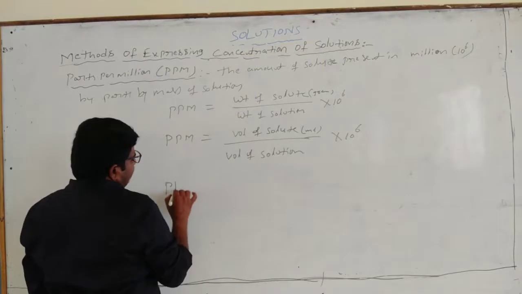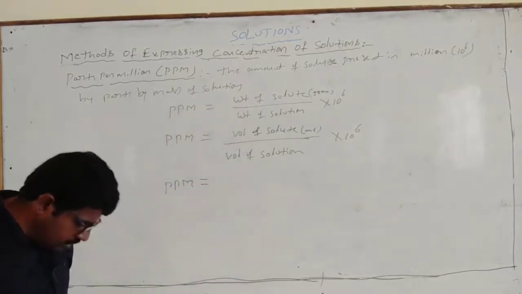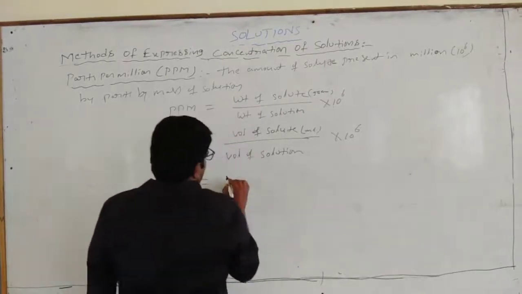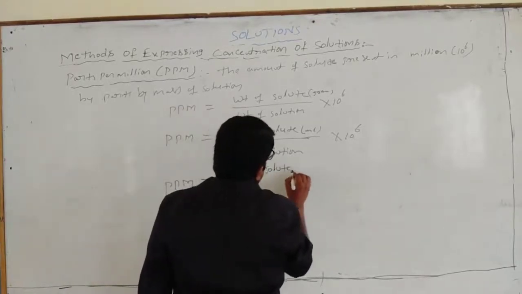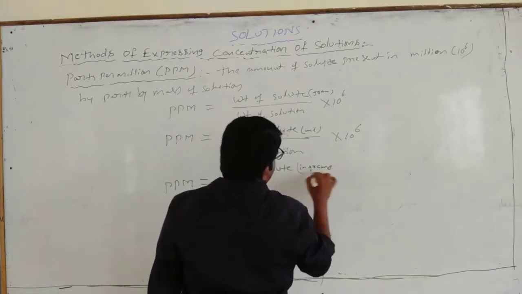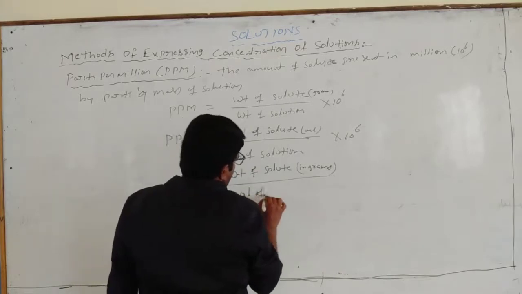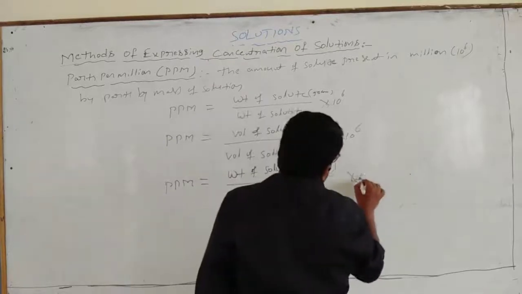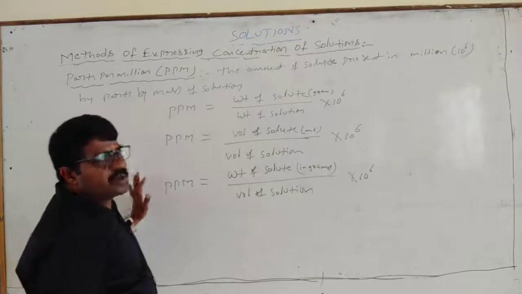Now one more is ppm related to weight by volume. How do we express it? It is expressed like this: weight of solute in grams divided by volume of solution, multiplied by 10 to the power of 6. So this is parts per million.